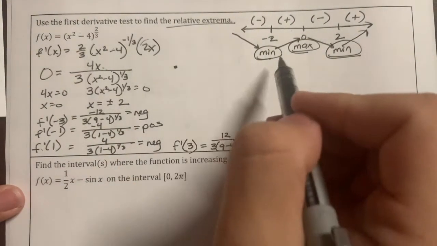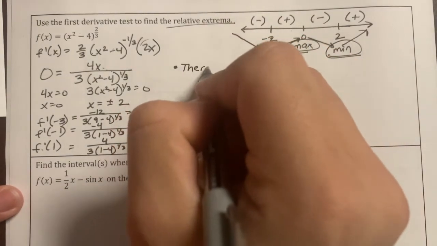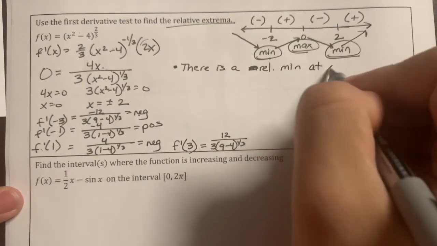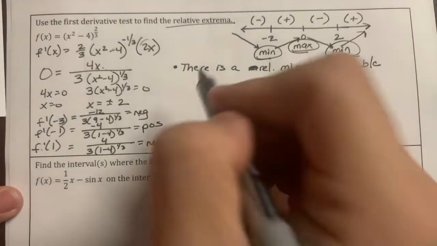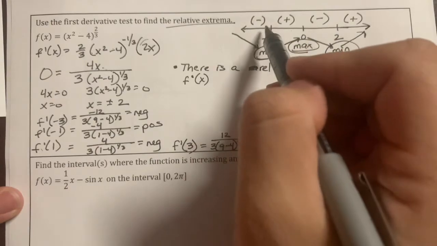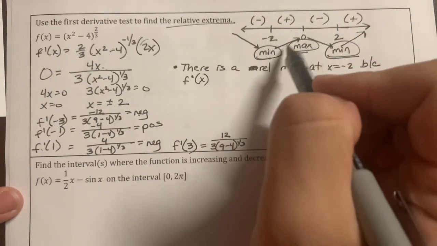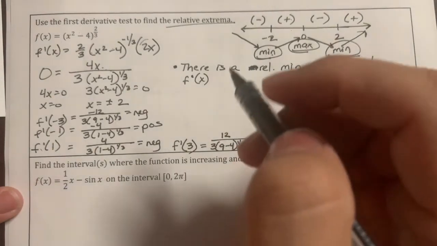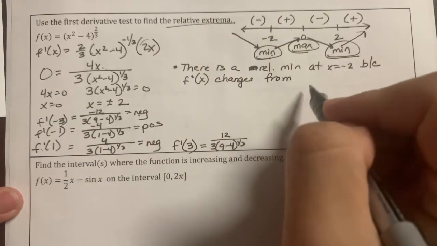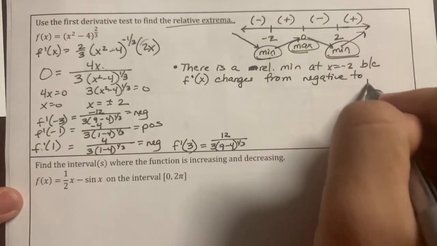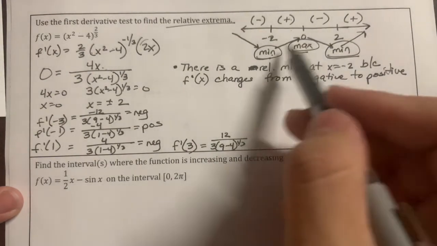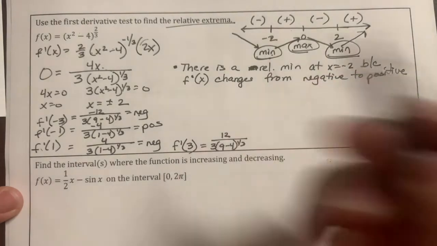So first of all, the way you would justify that this is a minimum is you're going to say there is a relative minimum at x equals -2 because f prime of x, because my derivatives change from negative to positive. When you're going from negative to positive, you have a minimum value. So that's what you have to say in writing: because f prime of x changes from negative to positive. And you actually have to write that out for each of these relative extrema. So let's do the next one.